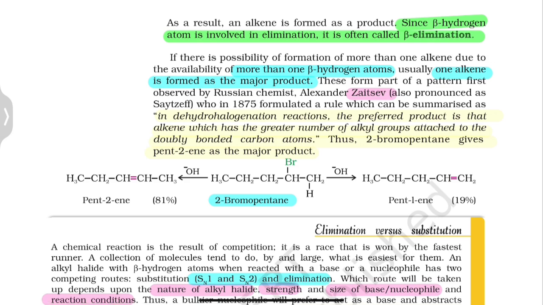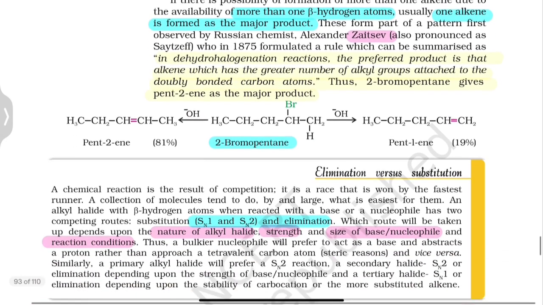If there is a possibility of formation of more than one alkene due to the availability of more than one beta hydrogen atom, usually one alkene will be formed as the major product. So suppose more than one product is formed, one will be the major product, and that product will be formed according to Zaitsev rule. Before reading this Zaitsev rule, we will see this example.